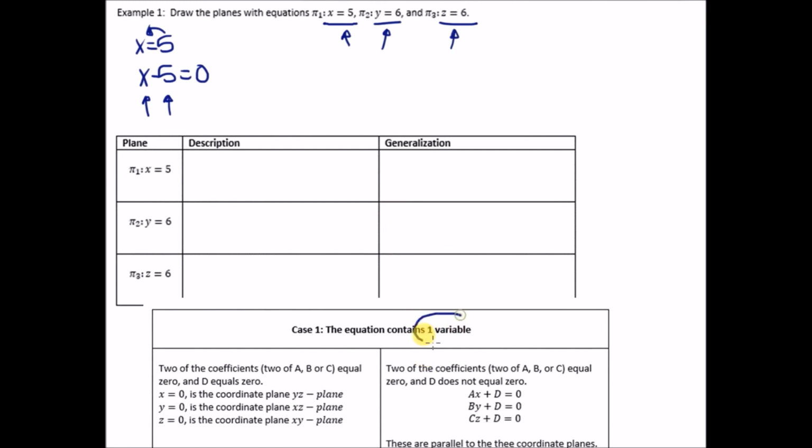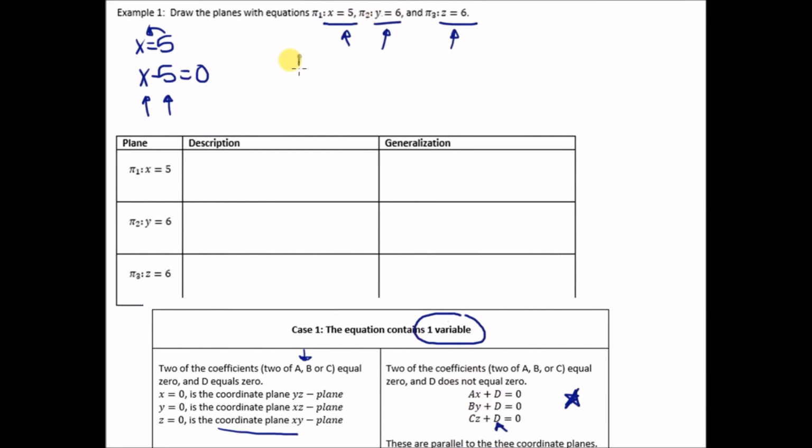The equation contains one variable. If the equation only contains one variable, that means 2 of either a, b, or c equal 0, and if d equals 0, then what we're actually talking about are coordinate planes, and that's what we'd draw. However, in these three cases, you can tell that d does not equal 0, so we have one variable and we have a d value. So these planes are parallel to the coordinate planes.